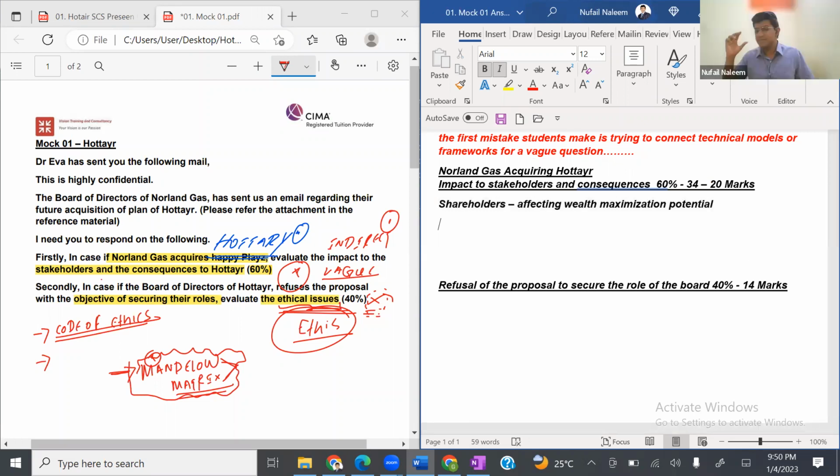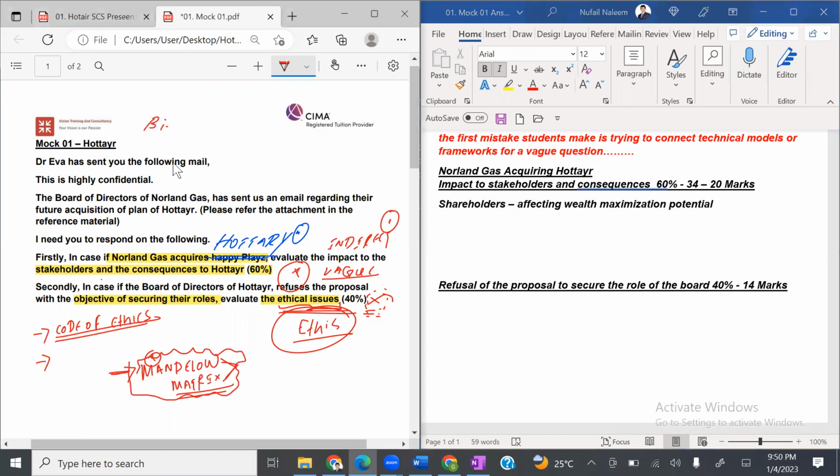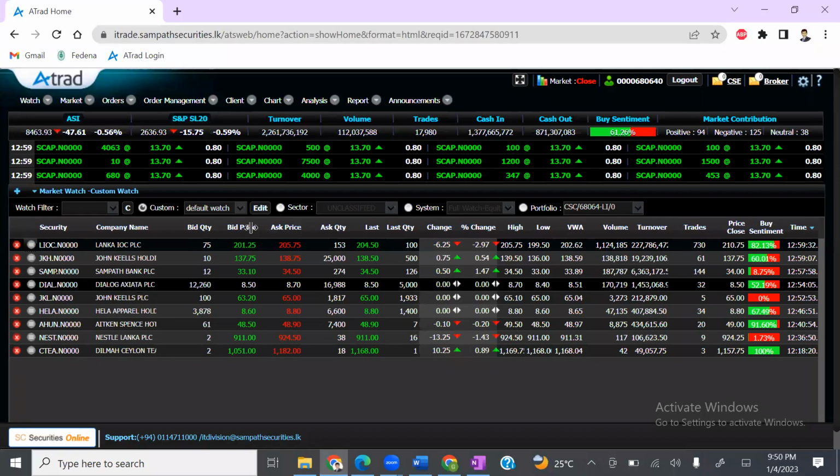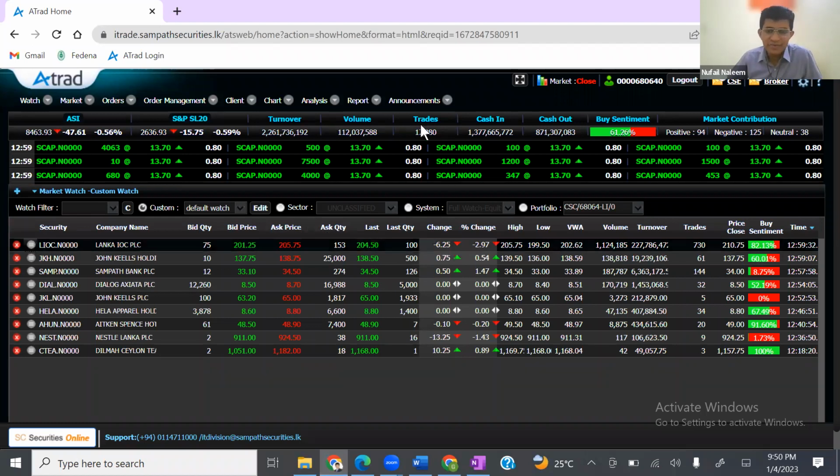Judgmental, because there is a concept called the bird in hand theory. I'll just write it down. So if you observe in the bird in hand theory, students, don't worry, the theory will get completed. Now I'll just go to the stock market and show it with an example. Students, if you go to the stock market, you see everything is green. Do you observe that, students? Everything is green. Yes or no? Yes, sir.